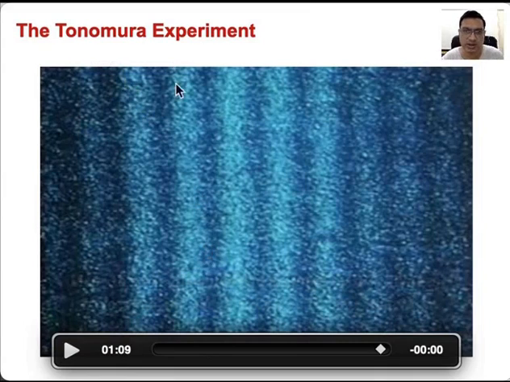This is called the Tonomura experiment, which finally established the fact that electrons indeed exhibit interference phenomena, and we have seen that electrons also show diffraction phenomena. So there is no doubt that electrons are behaving like a wave.